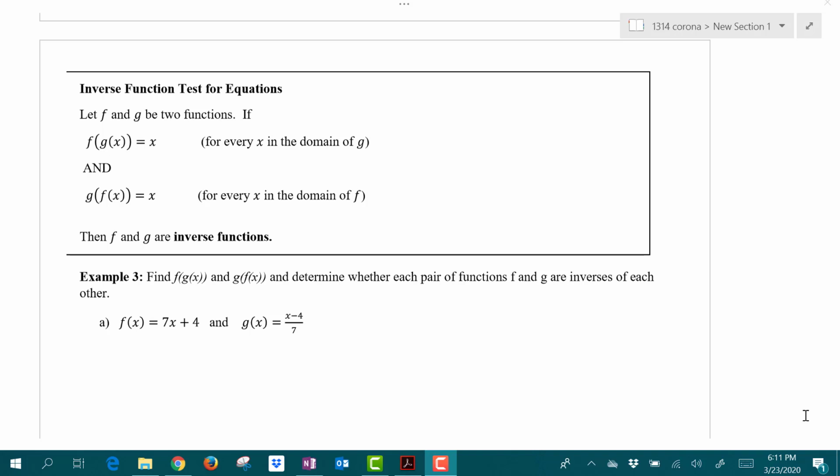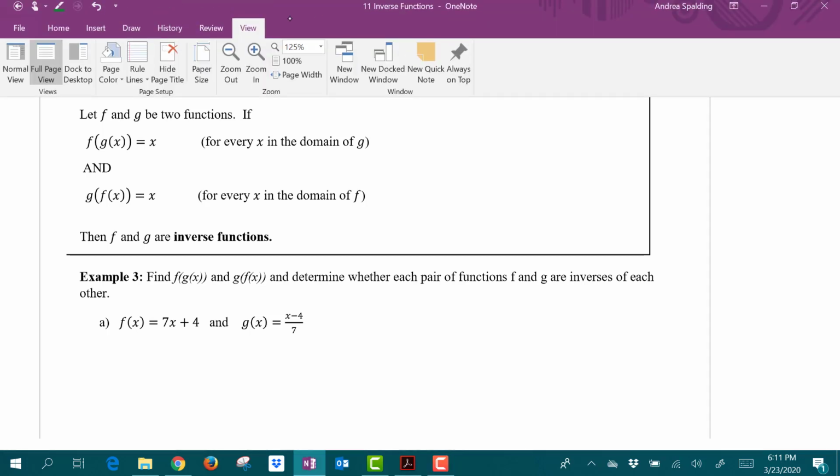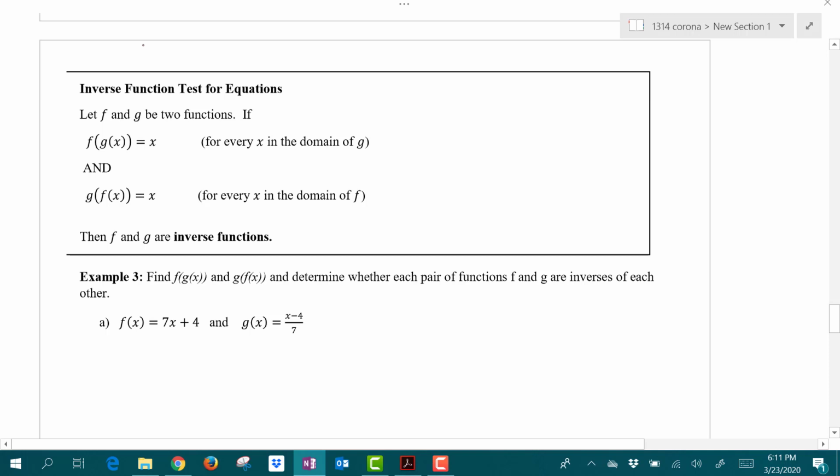In this video we will discuss the inverse function test for equations. Let's say that you have two equations and you would like to know if those two equations are inverse functions of each other. In other words, does one function do exactly the opposite of the other? We use what we call the inverse function test.